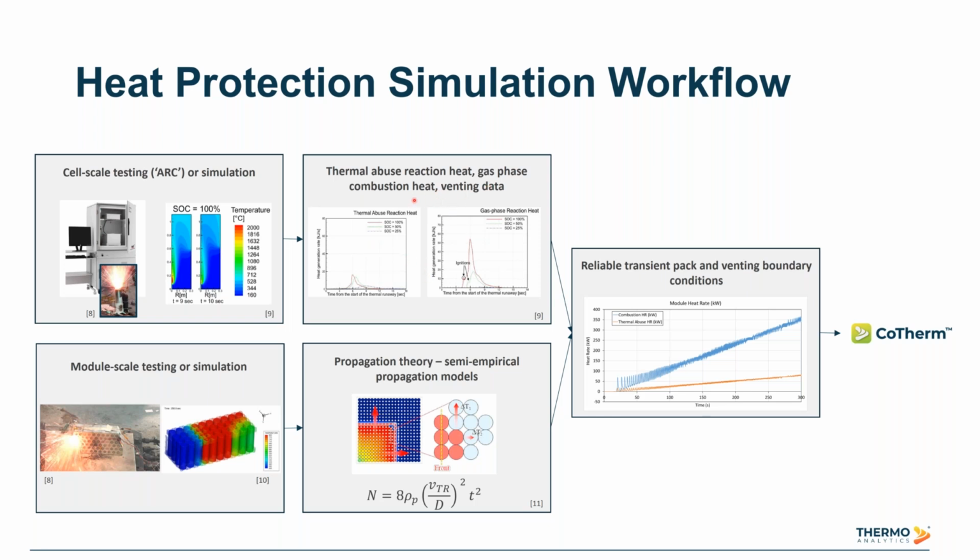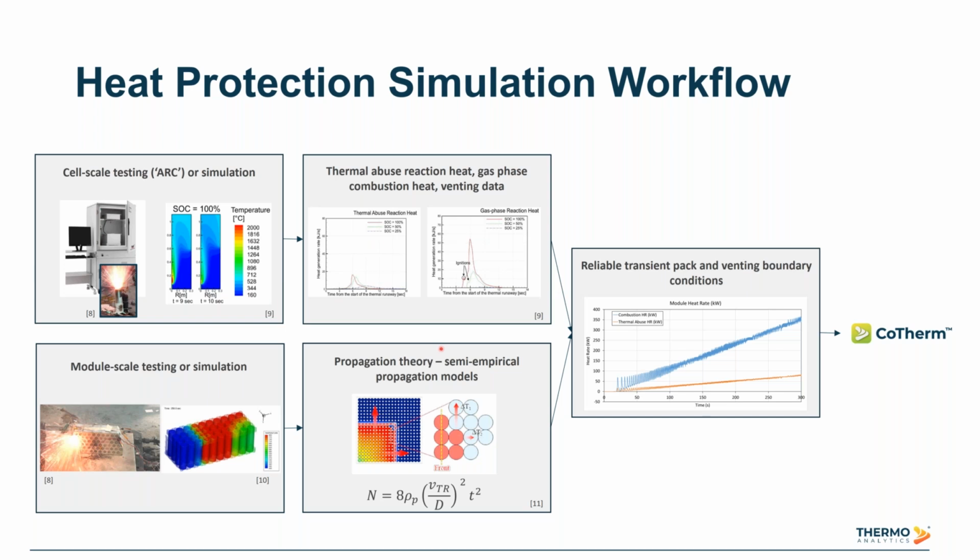We have our gas phase combustion heat. So both of these, the runaway reaction heat and the gas phase combustion heat, these are a function of the state of charge, as well as the type of cell that you have. We also have venting data, so transient venting data are our cell venting gas temperature and flow rate. And you can get this data reliably from either cell scale testing, so-called ARC test or accelerating rate calorimeter, or with an independent simulation.